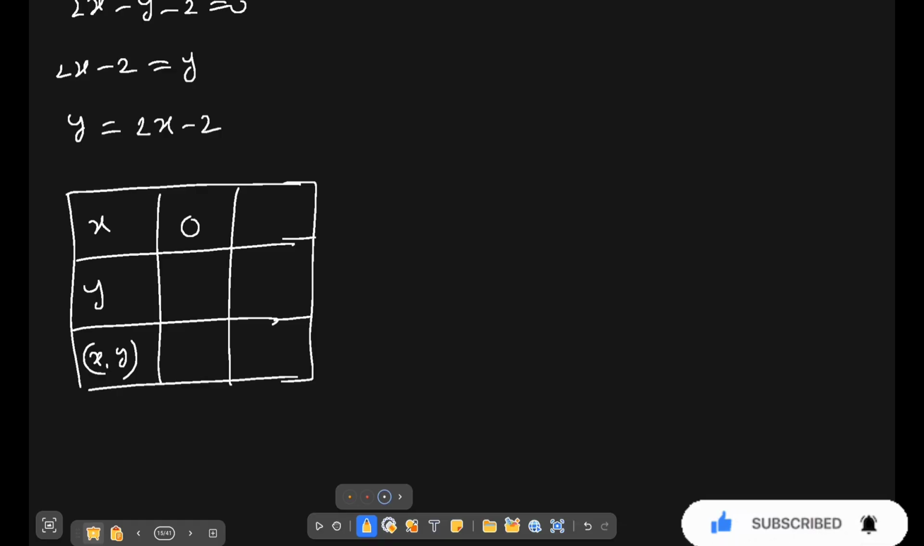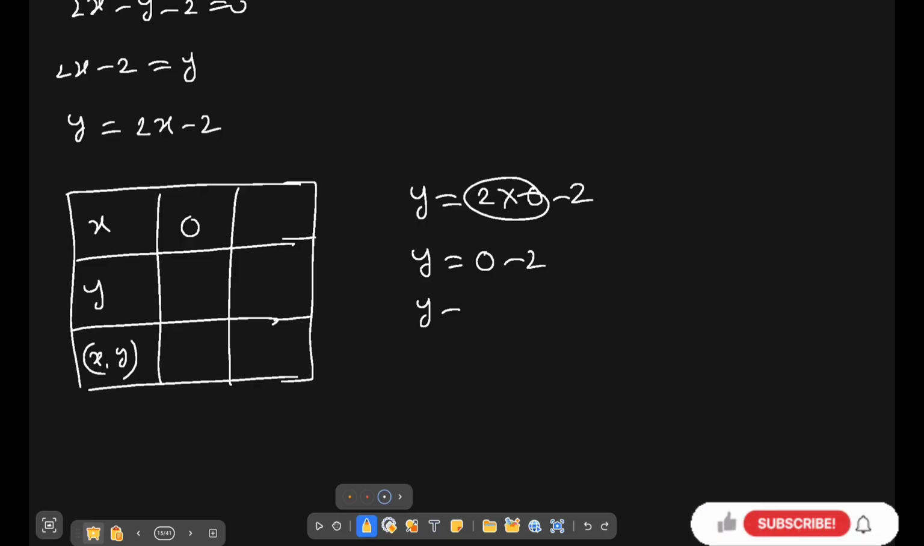If x value is 0, so what do we have? From here, y is equal to 2 into 0 minus 2. So y is equal to 2 into 0 is 0, so 0 minus 2. So now we'll get y value minus 2. So the plotting point will be 0 comma minus 2.